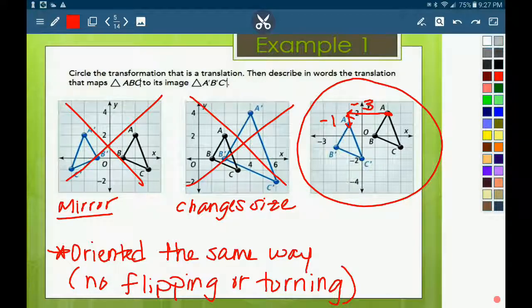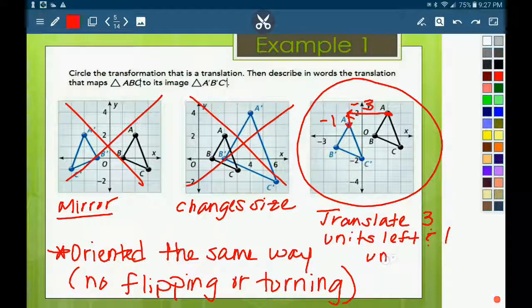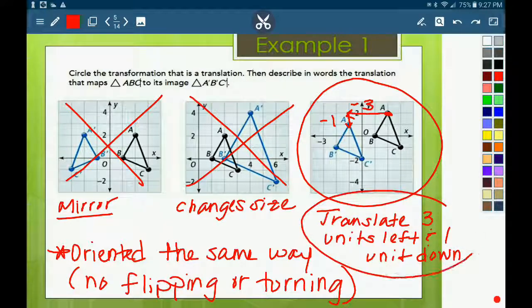So to describe that in words, I would say that we translate 3 units left and 1 unit down. That's our in-words interpretation. So our translation was the third image, and we translated 3 units left, 1 unit down.